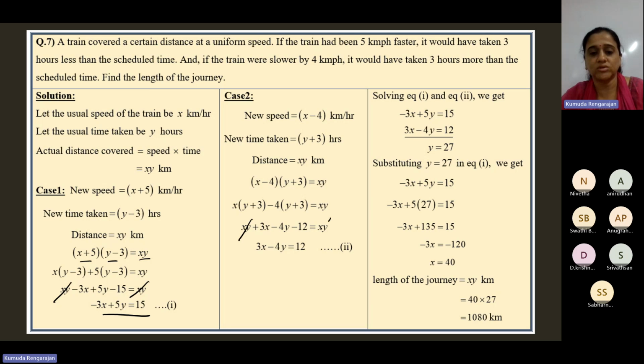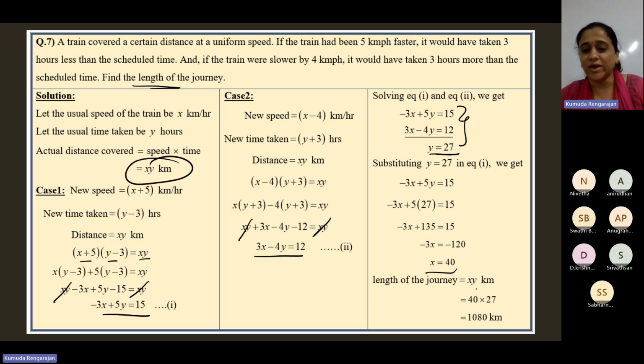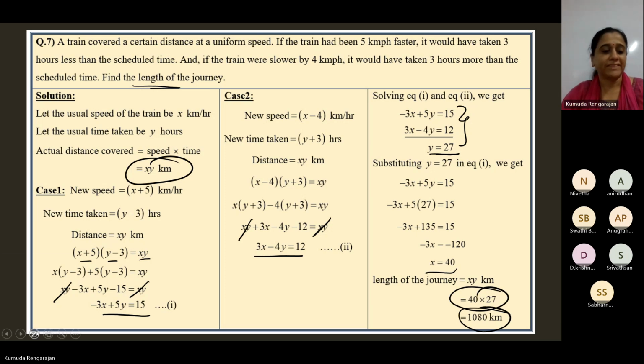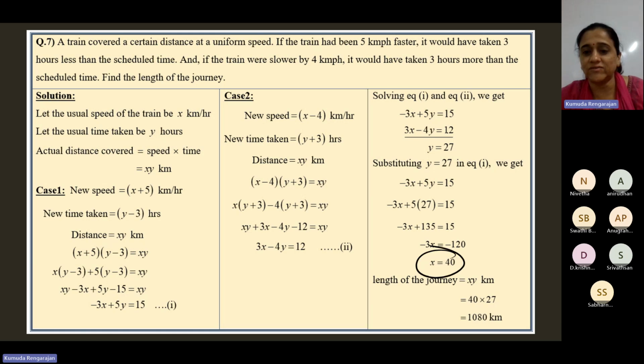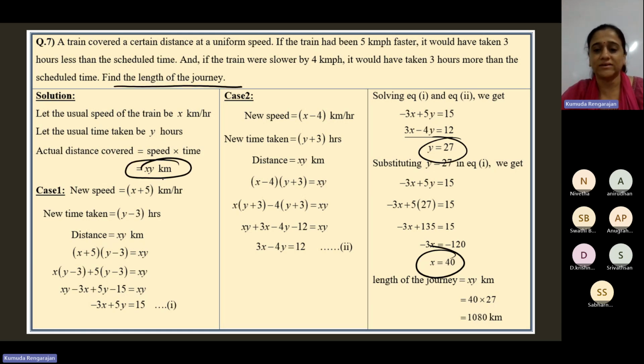First equation, xy on both the sides. Second equation, xy on both the sides. So find y and then substitute and find x. After finding x and y, don't leave your answer there. You have to find the length of the journey, distance, which is xy. So x into y. After finding the values of x and y, the question is to find the length of the journey. That is distance. Distance is xy. So x into y. This is the length of the journey.